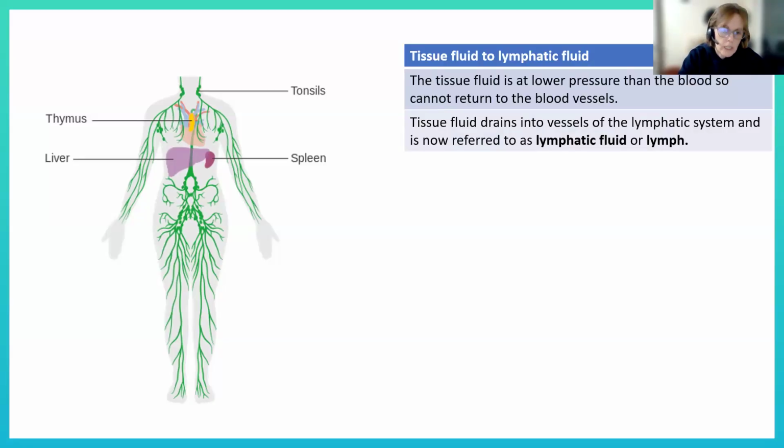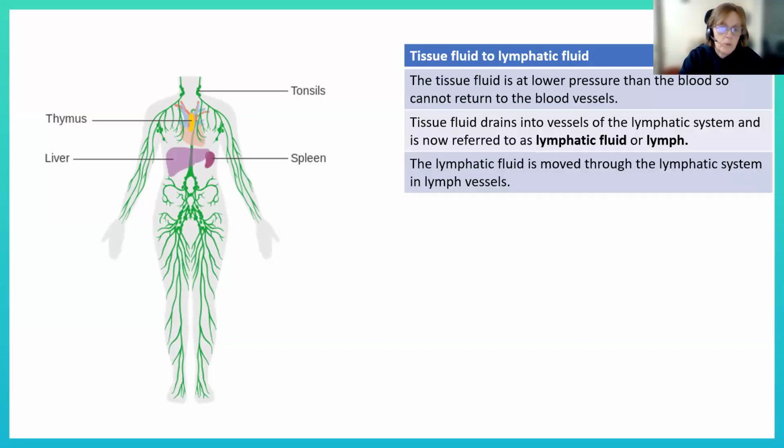And once it's drained into the lymphatic vessels, it's referred to as lymphatic fluid or lymph. So all of this stuff is essentially blood, but without the red blood cells. Once it's going around the tissues, it's called interstitial fluid or tissue fluid. Once it gets into the lymphatic vessels, that's what you can see in green on the diagram, it's referred to as lymphatic fluid or lymph.